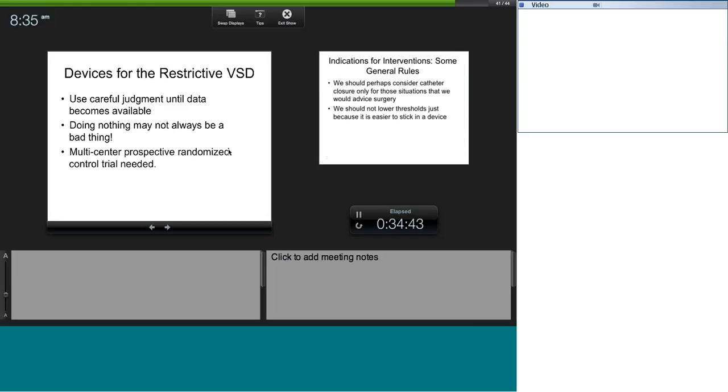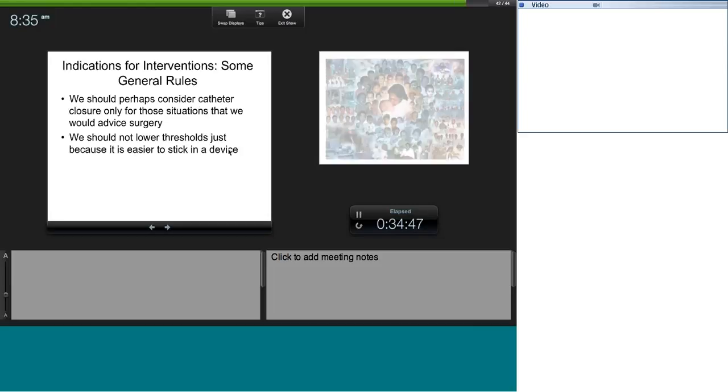We should probably consider cath closure only in situations where we would advise surgery. We should not just lower the threshold because it's easy to stick in a device. That's the way I think we should approach VSDs in the cath lab. So I think these are the core issues relating to management. If there are questions, I'm happy to answer a few. I'm done with my talk.